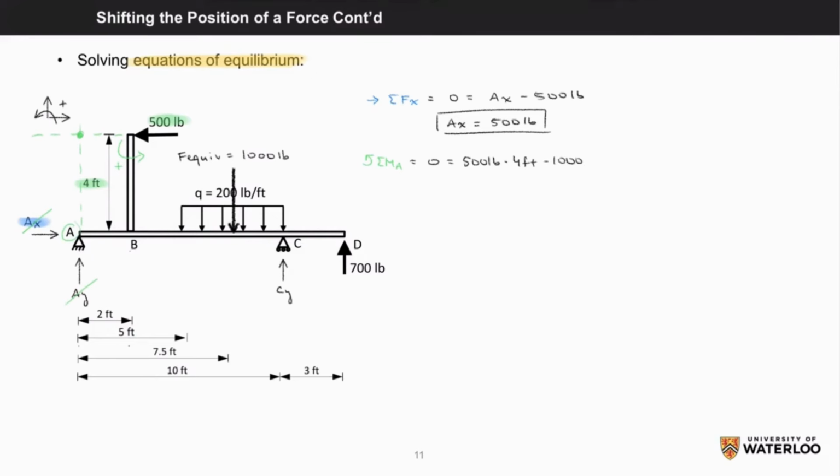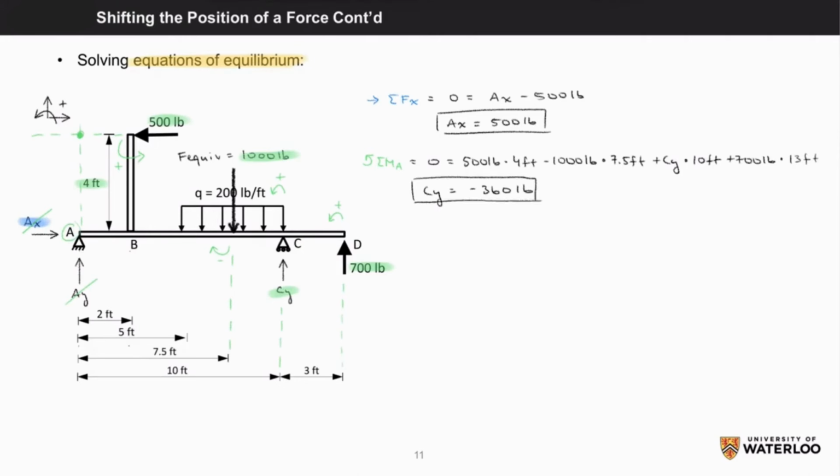Next, we're subtracting 1,000 pounds because it will act clockwise in the negative moment direction, times its normal distance to A of 7.5 feet, plus CY, since it will act counterclockwise in the positive moment direction, times its normal distance to A of 10 feet, plus 700 pounds, since it will act counterclockwise in the positive moment direction, times its normal distance to A of 13 feet. Rearranging this equation gives us a value of negative 360 pounds for CY.